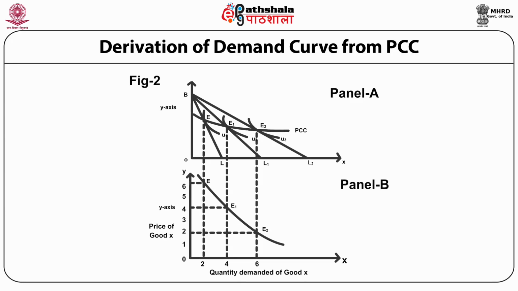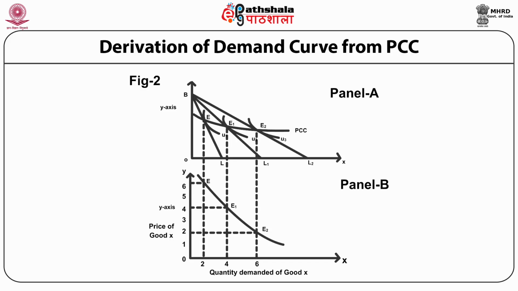In the above figure, there are two panels, panel A and panel B. In panel A, the price effect is explained, and in panel B, the demand curve is derived. As explained in our previous paragraph, the PCC was formed by joining three equilibrium points, that is E, E1 and E2. In panel B, the price of good X is plotted on the vertical axis and the quantity demanded of X is plotted on the horizontal axis. All the 3 points of panel A are traced vertically in panel B.